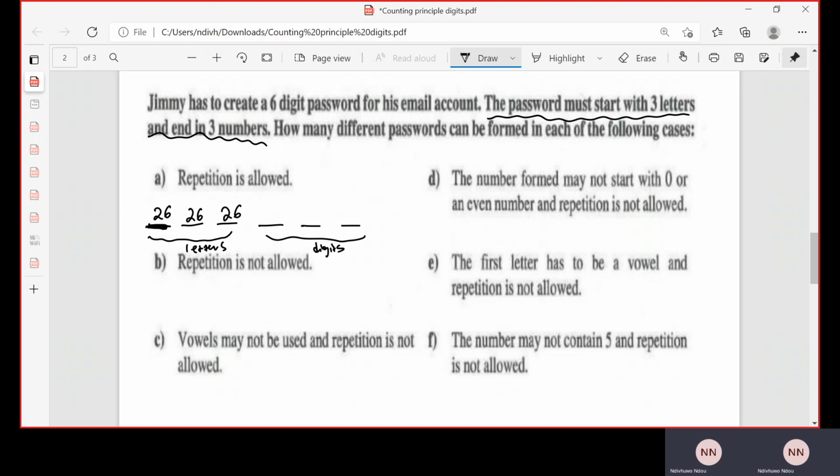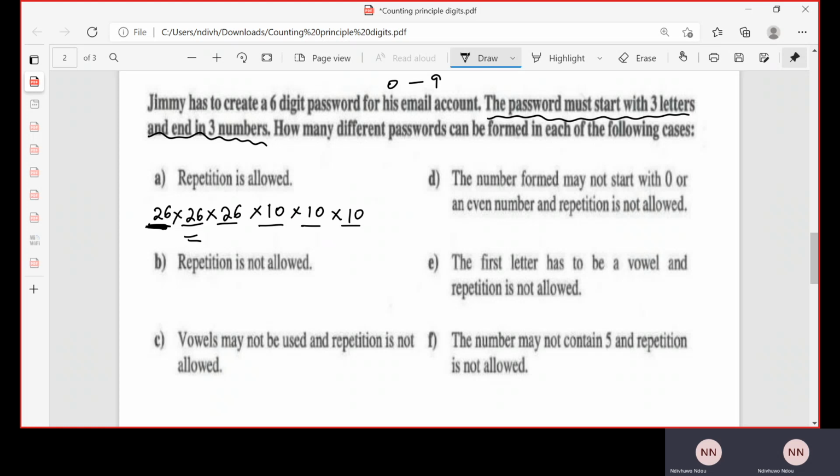Let's go to digits. We have digits from 0 to 9. How many total digits do we have? We have 10 digits. So it will be 10 choices of digits. Because the repetition is allowed, it will still remain 10. So the total number of passwords that he can form, we just multiply those outcomes there. Then it will give us the total number of codes that the person can form. So it's 26 exponent 3 times 10 exponent 3.